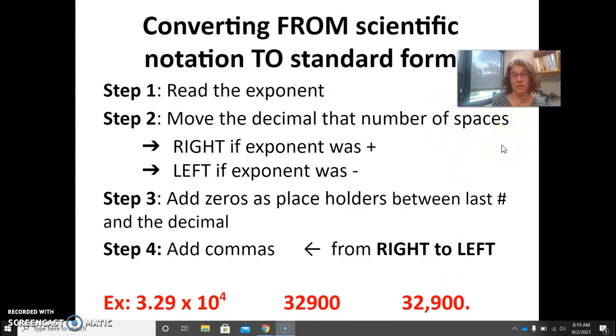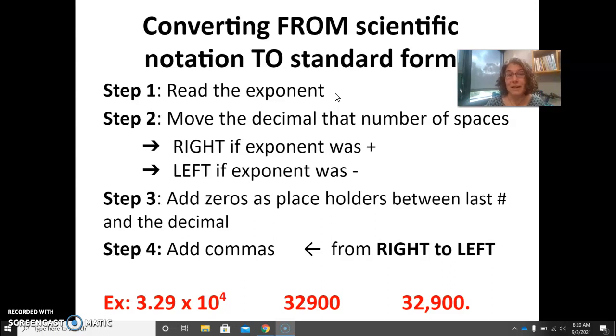So what if we go in the other direction? What if you start with scientific notation and you want to go back to standard form? Here there are 4 steps. They're pretty simple. You're essentially going in reverse. The first step is that you're going to read the exponent. That's going to tell you how many places to move the decimal point.